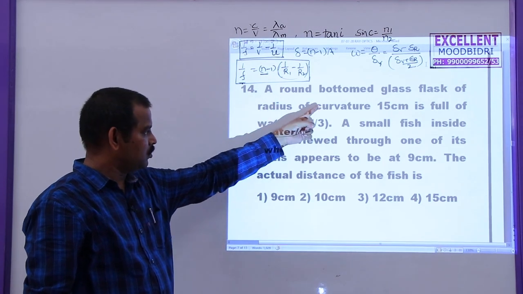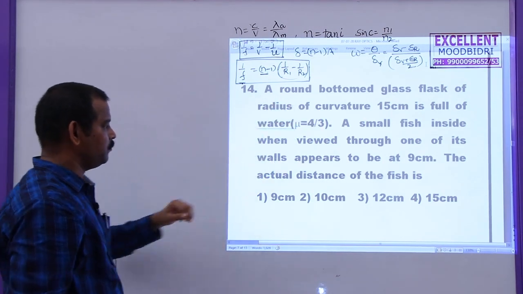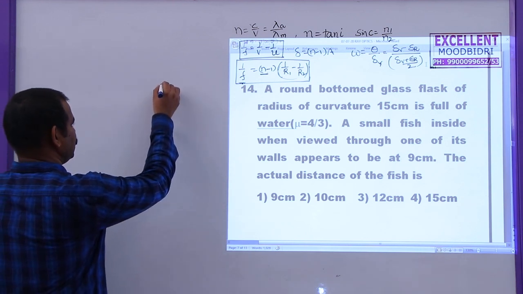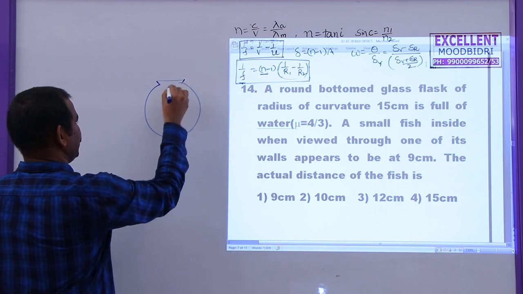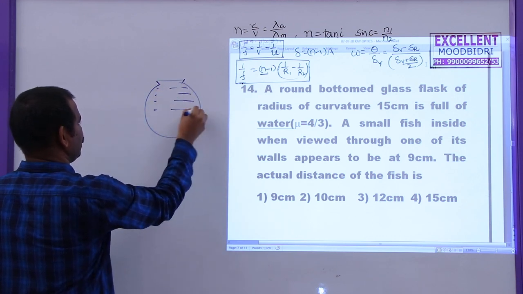A round bottomed glass flask of radius 15 centimeters full of water. So this is a round bottomed flask. It is full of water.